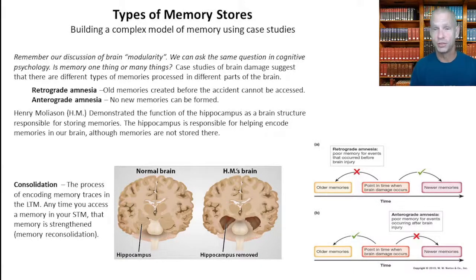Well, you can use the same concept when you think about memory in cognitive psychology. We might ask the question, is memory one thing and therefore processed in the same part of the brain? Or should we think of your memory as being modular as well? So, do we have one type of memory in one spot? Or do we have many types of memory in many spots in the brain responsible for memory?